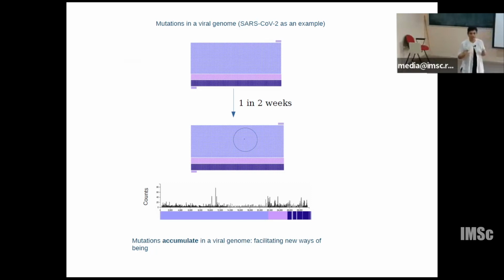Yes, I have a question. You mentioned mutations accumulate in a viral genome. I just want to understand, can you elaborate on that bit? Why is it, and what is the purpose of that?